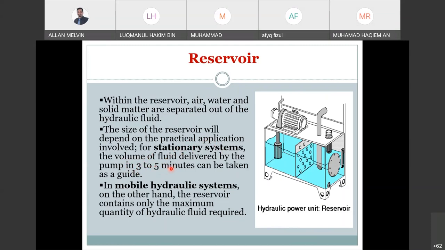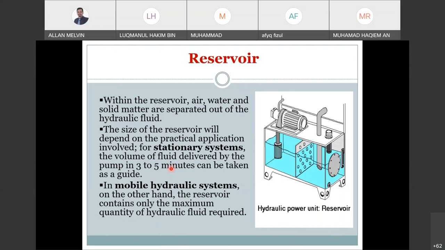Imagine you bring the excavator to do work on the road. You switch it on for just 1 minute and your system has no power anymore, because all the hydraulic fluid is used. That is why when you service your car, the manufacturer has already said, every time you service, you need to pour 4 liters of engine oil or 1 liter of brake oil. They already told you.